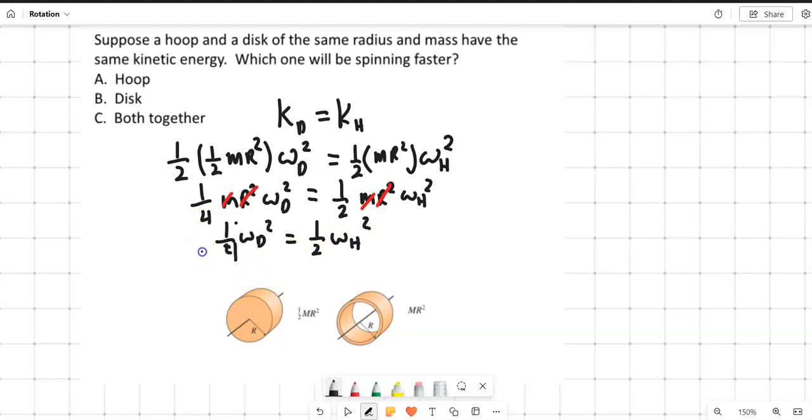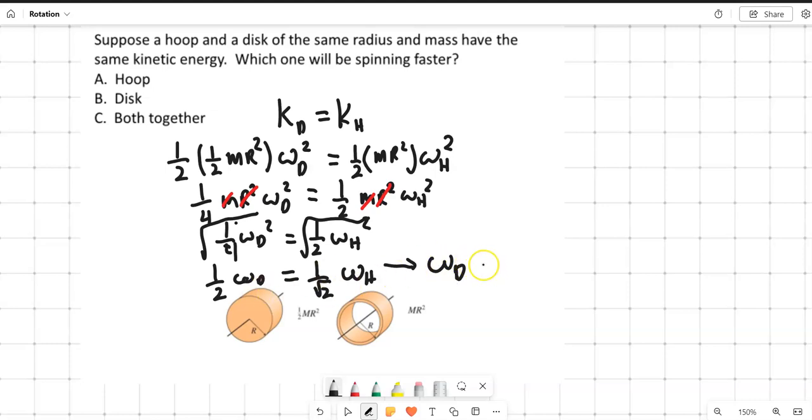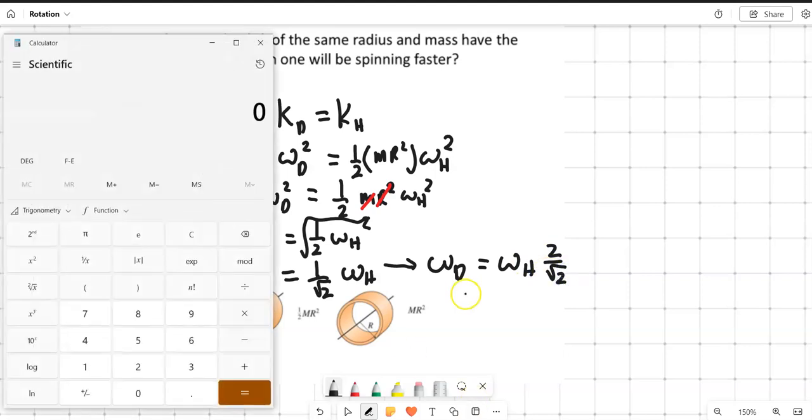All right. Let's square root both sides. This will be 1/2, since the square root of 1/4 is 1/2. And that's omega d. And this is going to be 1 over the square root of 2, omega sub h. Okay. I'm going to multiply the 2 onto the other side. So omega sub d is going to be equal to omega sub h times 2 over the square root of 2. I'm going to turn that into a number so we know what that looks like. Okay. I promise I'll answer the question in a second.